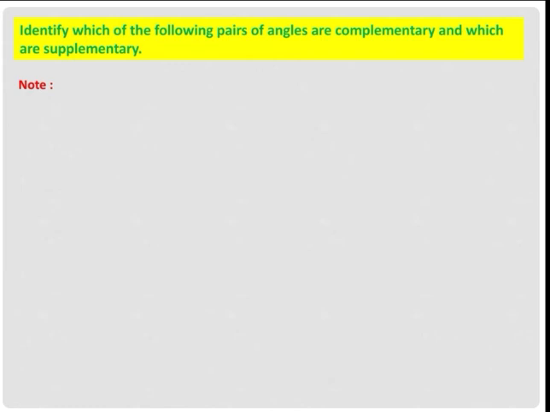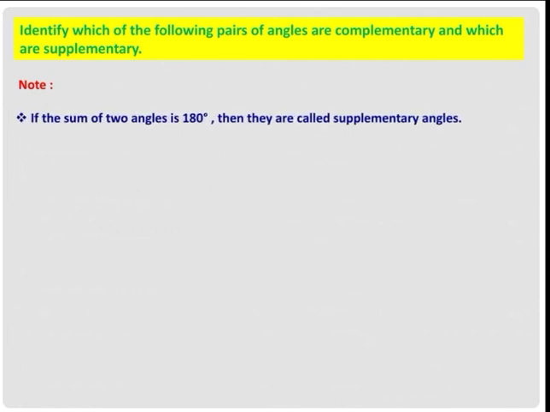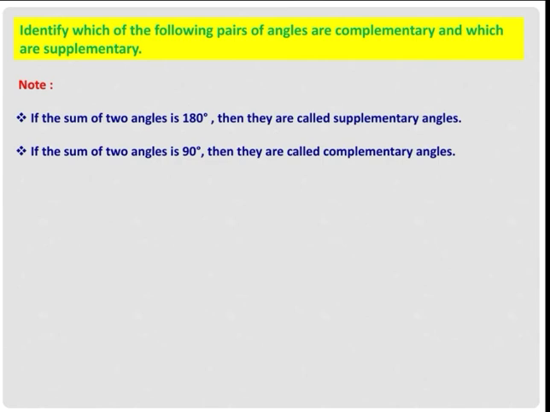Identify which of the following pairs of angles are complementary and which are supplementary. We have already learned what complementary angles and supplementary angles are. If the sum of two angles is 180 degree, then they are called supplementary angles. If the sum of two angles is 90 degree, then they are called complementary angles. Here one pair is given, 65 degree and 115 degree. So how do we find out whether it's supplementary or complementary?